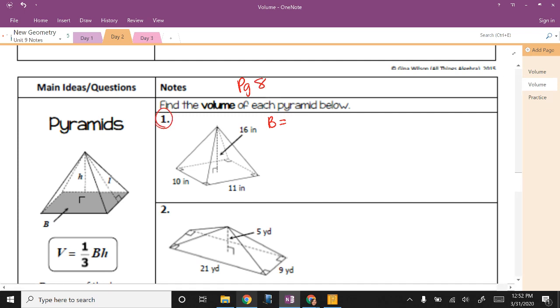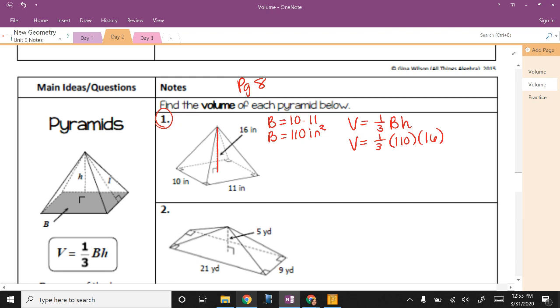So the area of the rectangle of the base is 10 times 11, length times width. And 10 times 11 is 110 square inches. So the volume is 1/3 times the area of the base times the height. So 1/3. The area of my base is 110. The height of my pyramid is this length right here, which is 16 inches.